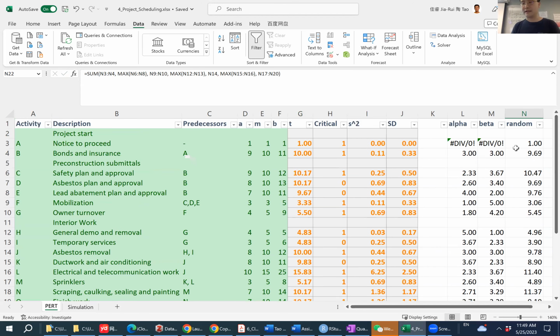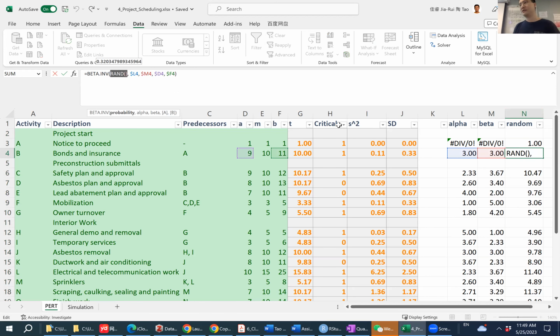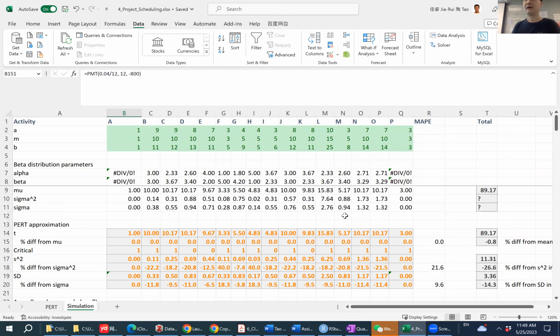So this is how you can generate one round of a simulation. You supply the parameters, that's A, B, alpha, and beta for a beta distribution. Then we use a rand function to generate a random number. And given that, the beta inverse function would return a beta distributed duration. All right, any question at this moment?